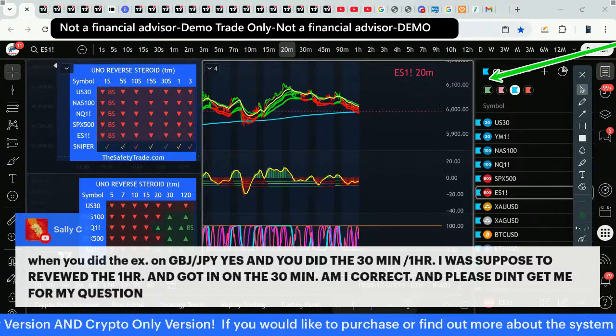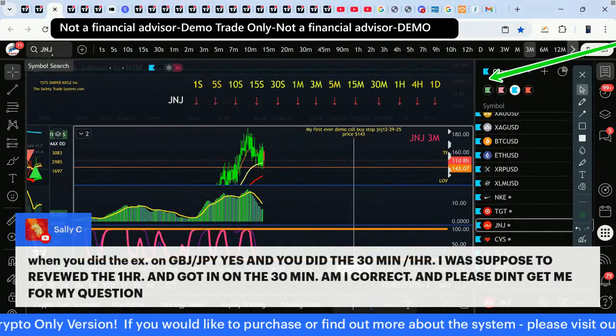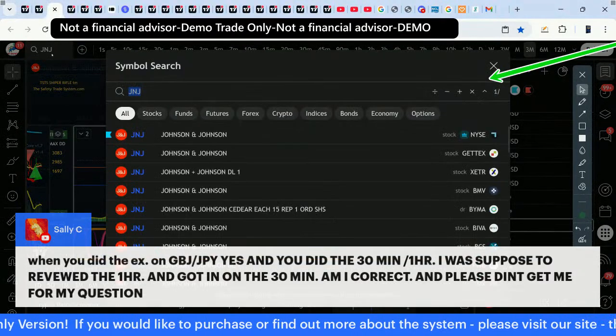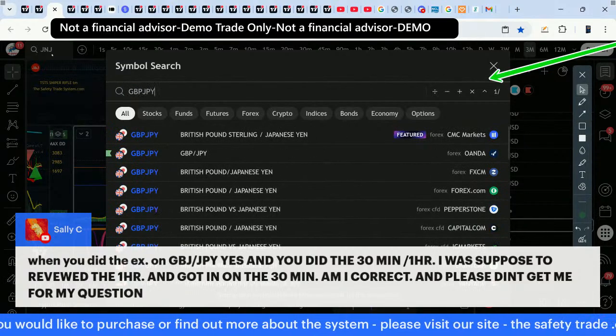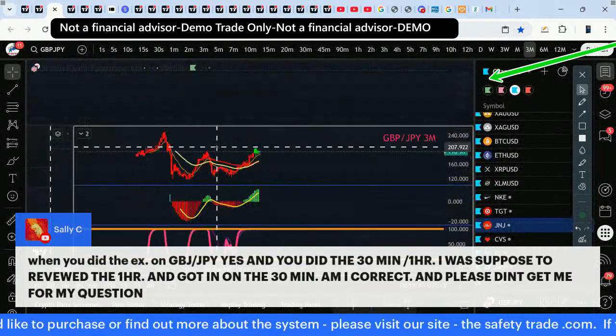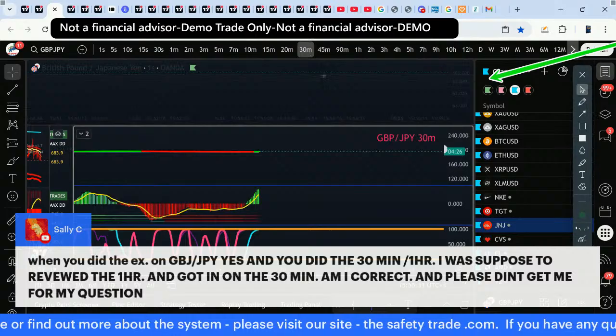GBP JPY. Let's go back to GBP JPY, and let's go back to here and let's do GBP. I'll get to everybody's question. And I love GBP JPY. Let me be clear on this. It's an amazing Forex pair. And she's talking about the 30-minute, 1 hour.